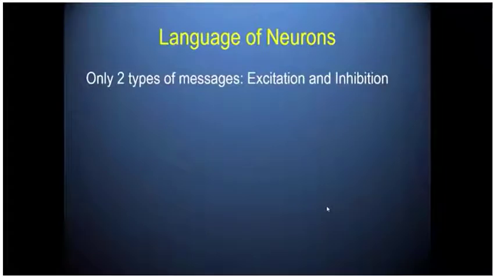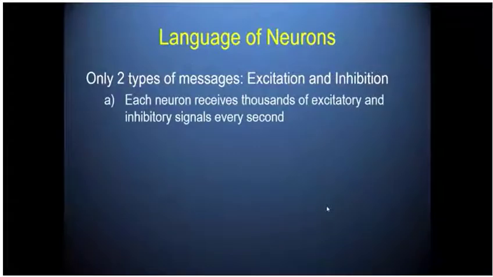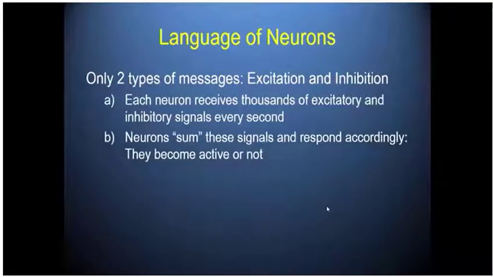As the video mentioned, there are really only two messages that a neuron can say: excitation and inhibition. This is a 0-1 kind of like computer code. It's that simple, at least in our understanding right now, of how neurons talk. But what's interesting is that the neurons are actually receiving inputs from lots of other neurons. The summation of all of these excitation or inhibition signals converges on that neuron, and then it will act accordingly, whether it becomes active and sends a message or it does not.